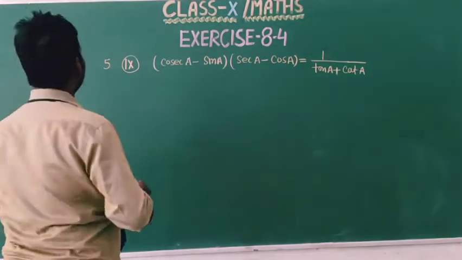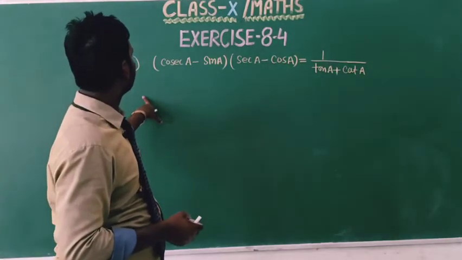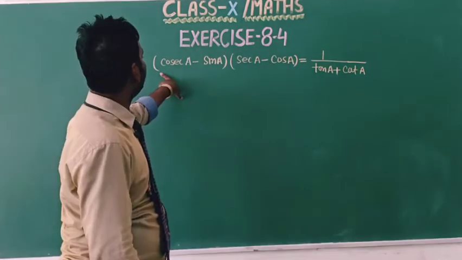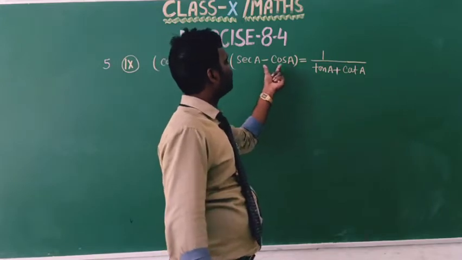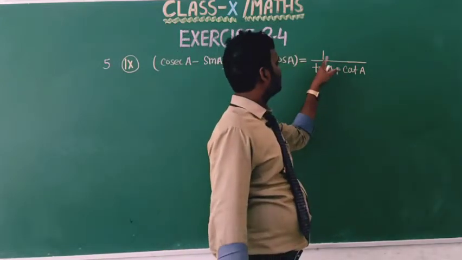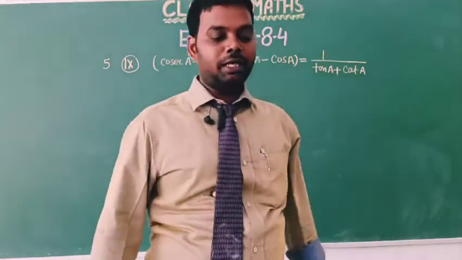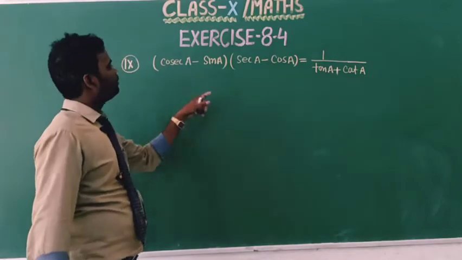Okay, dear children, move to the 9th part. This is the trigonometric identity (cosec a minus sin a) in one bracket and (sec a minus cos a) in the other bracket equal to 1 upon (sin a plus cot a). This is what we have to solve.